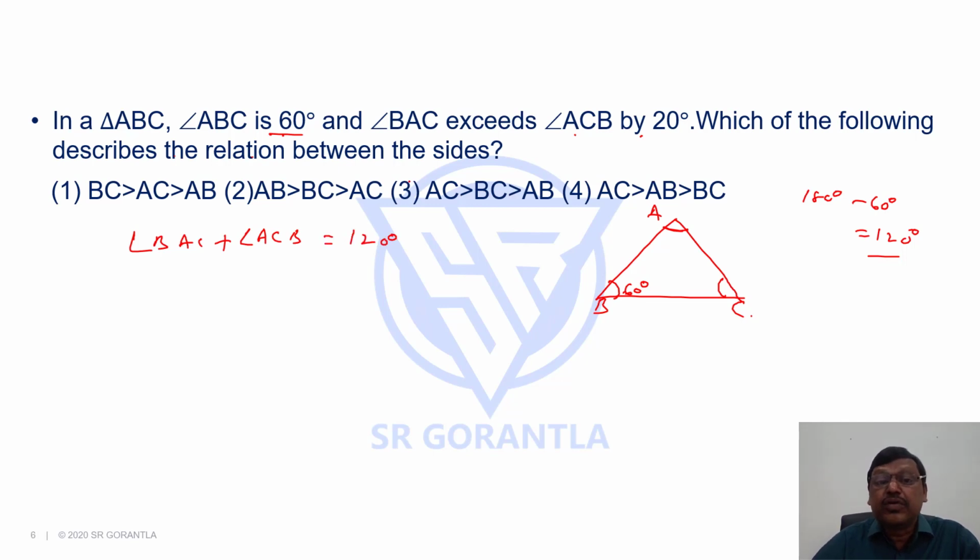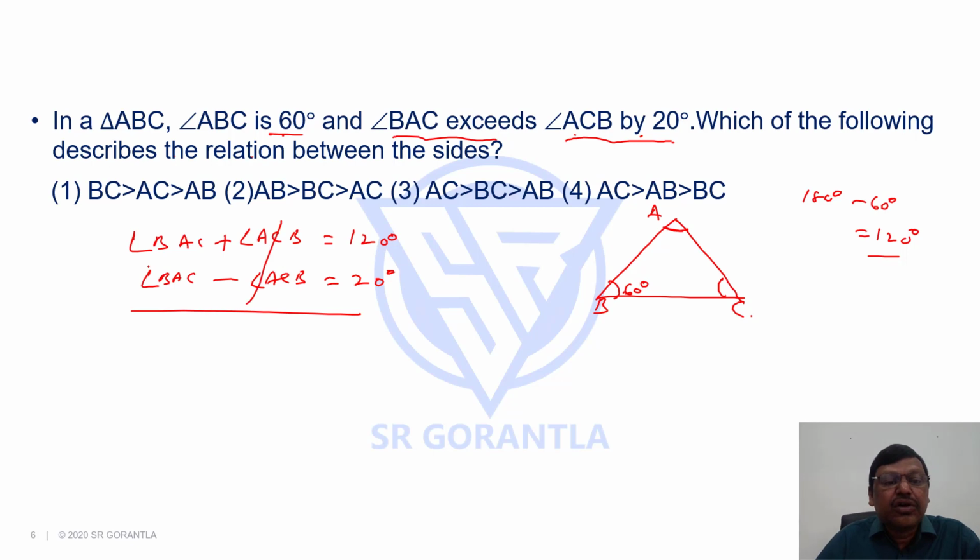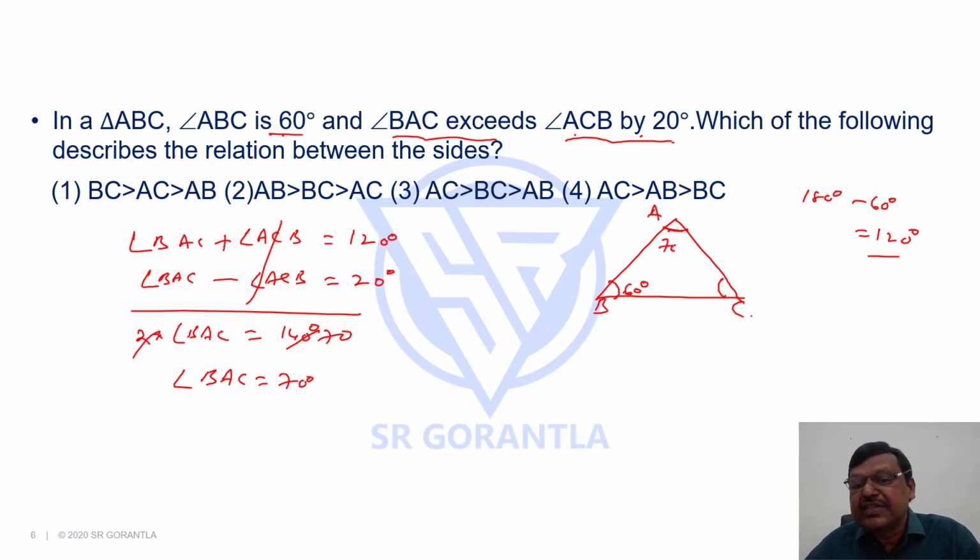120. But the question says angle BAC exceeds angle ACB by 20. So angle BAC is more than angle ACB by 20, so the difference between them is 20. If I add the two equations, 2 times angle BAC equals 140, so we can say angle BAC is 70 degrees. BAC means the angle at A, that is 70 degrees. If it is 70 and 60, that is 130, so the other angle has to be 50 degrees.